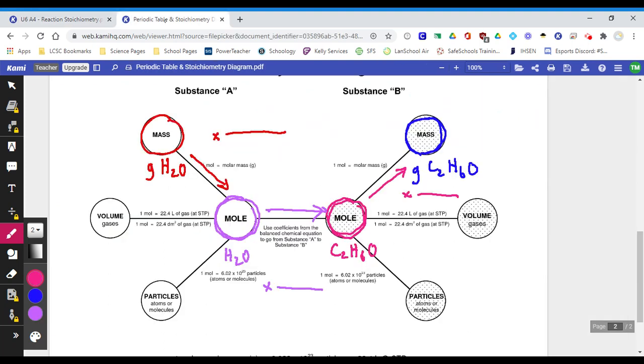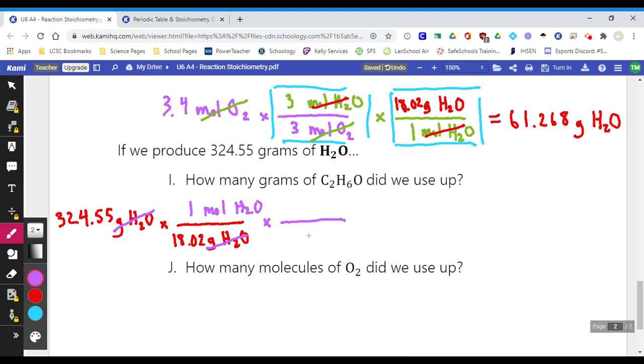My stoichiometry island diagram says I have to go from moles of H2O to moles of C2H6O. So my old stuff on bottom is my moles of H2O. My new stuff is going to be moles of C2H6O.